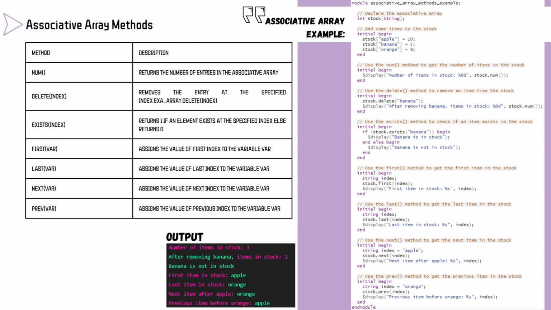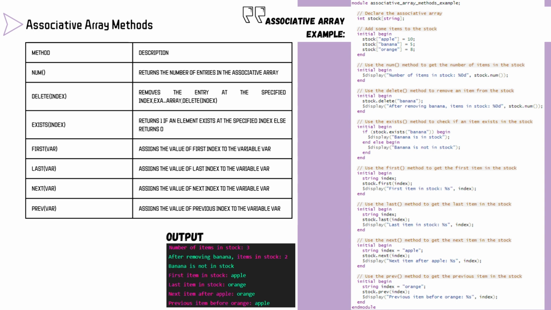We then use the first method to get the first item in the stock array. This method takes a variable as an argument and assigns the key of the first item in the array to that variable. Similarly, we use the last method to get the last item in the stock array. Next, we use the next method to get the item after a given key in the stock array. This method takes a variable as an argument that holds the key of the current item and assigns the key of the next item in the array to that variable.